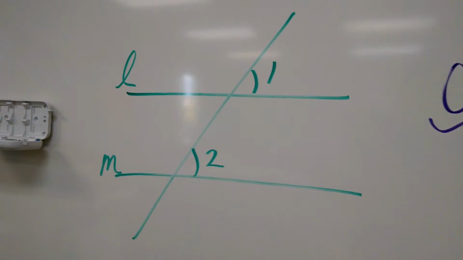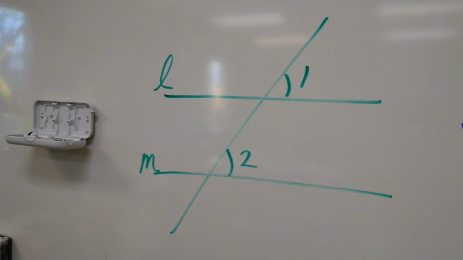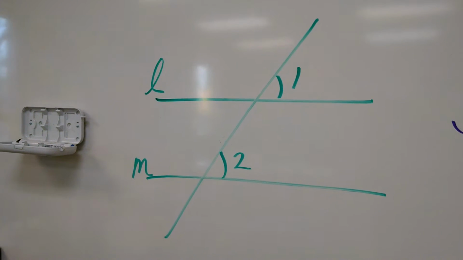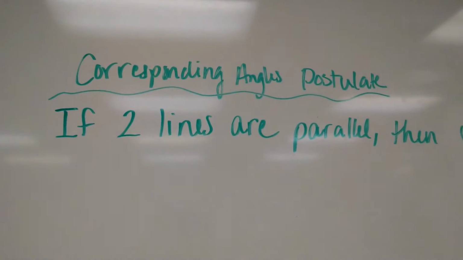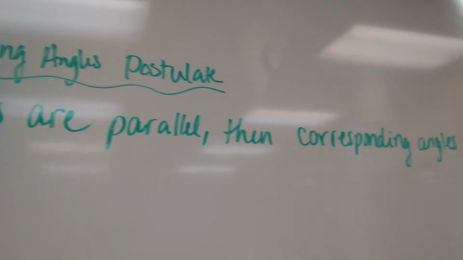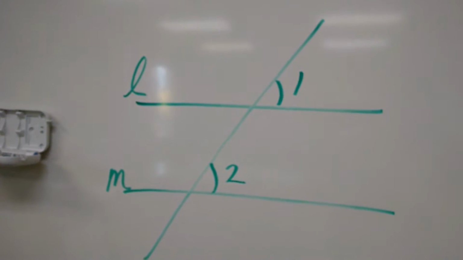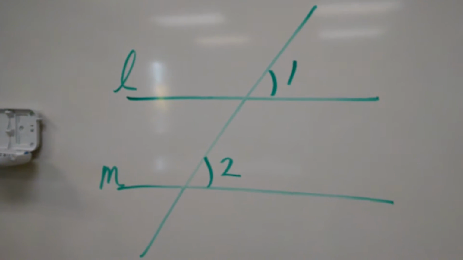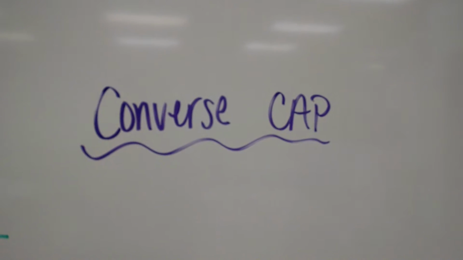Hey guys, I'm here to help you figure out what's going on for section 3.2, which is proving lines parallel. So yesterday we talked about the fact that we have our corresponding angles postulate, and if two lines are parallel, then corresponding angles are congruent. So in this case we have our two lines and we're saying that they should be parallel, so 1 and 2 are congruent. So today we're going to discuss what the converse of the corresponding angles postulate says.